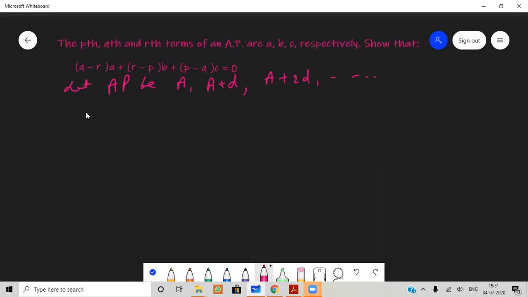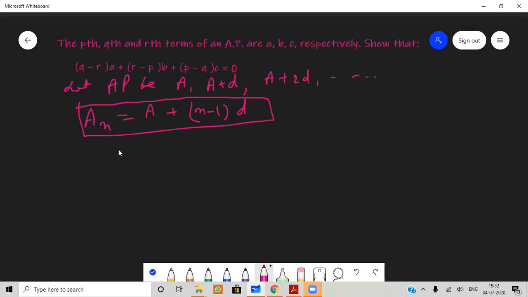So we have taken the first term as capital A and the common difference as small d. Now, we know the nth term of any AP. We write this as an. An is equal to capital A plus n minus 1 into d. This is the formula we know for the nth term of the AP.